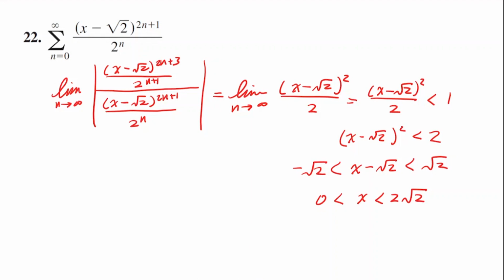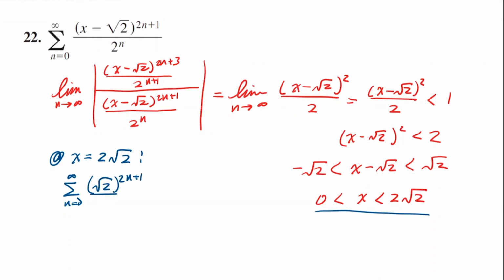Now we have to test the boundaries, correct? I'll test the boundary with a different color here. So this is the interior for now. So the boundary, when x is equal to 2 square root 2. If you put 2 square root 2 into this series, it just becomes square root 2 to the 2n plus 1 power over 2 to the nth power.